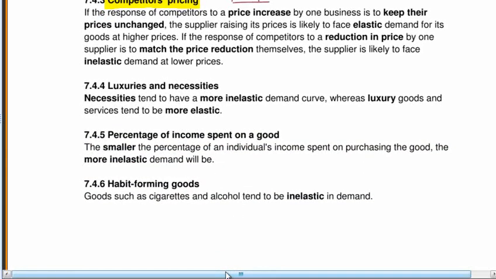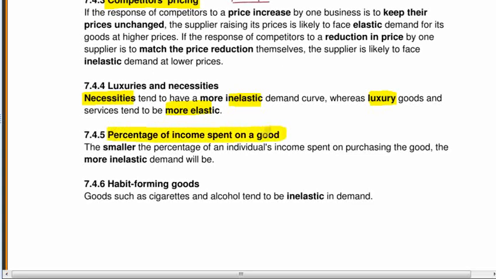Luxuries versus necessities. If it's a necessity and the price goes up, you really don't have a choice, do you? You still have to buy it. So that would have an inelastic demand curve. Things like petrol, or peak rail travel: put the prices up, you still have to get to work. So it's an inelastic demand curve. Whereas luxuries, you can do without, so they tend to be more elastic.